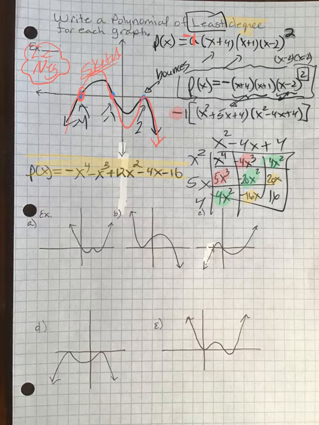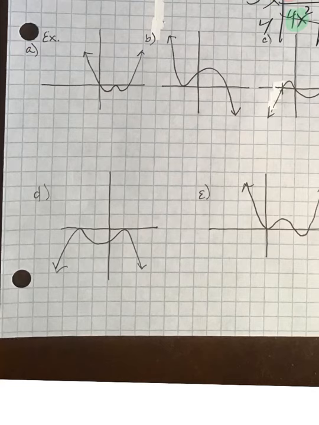Okay, let's look at the next few. Okay, so looking at graph A, let's look at the x-intercepts. So we got these x-intercepts. Notice the bounce. Notice where it goes through.